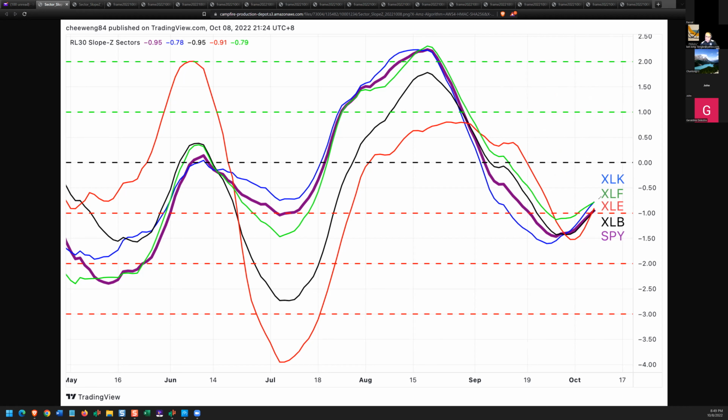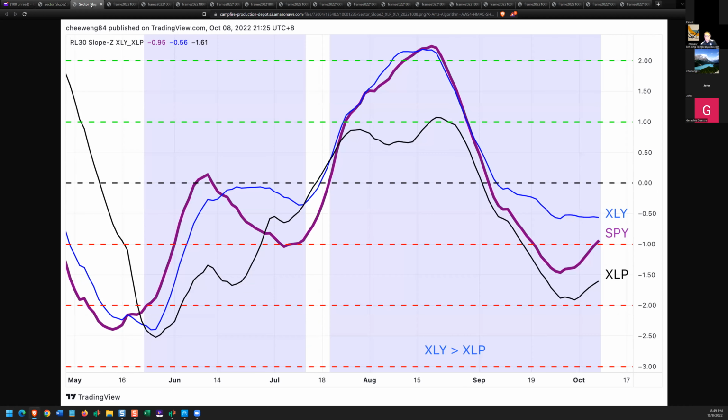So what I do want to say is that all of the sectors and the market have sort of converged on this -1 standard deviation location. There has been a little bit of buying pressure, hope, which is what created that support. But this is still clearly a very fragile market.